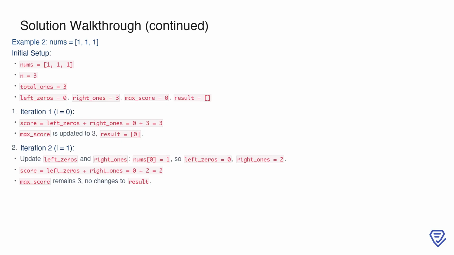For the first division index, i equals 0, the score is calculated as left_zeros plus right_ones equals 0 plus 3 equals 3. This updates max_score to 3, and we add 0 to the result.